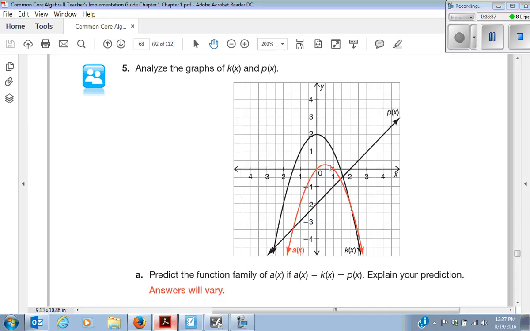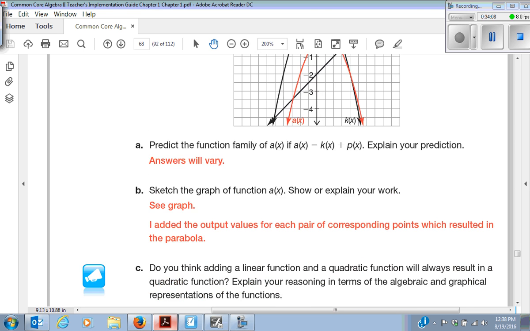How about negative 1? What's the output on this parabola? 1. What's the output on the line? Looks like negative 3, yes? You with me? What is 1 plus negative 3? Negative 2. Do you see how that's right on that red line? So you can still do this even if it looks like a parabola and looks scary. It's not. You're still doing the same process. You're still taking the y's and adding them.